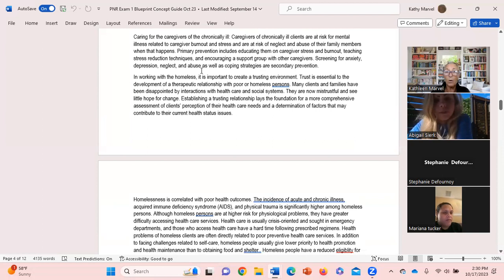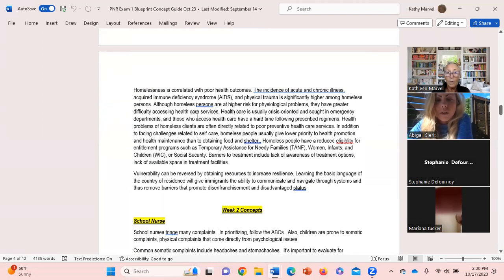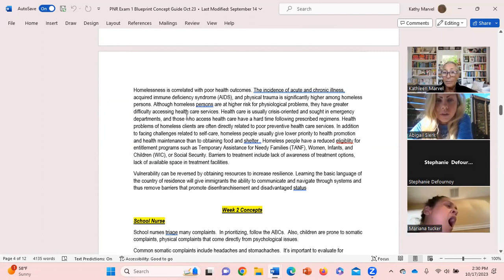Here's homeless and working with the homeless. It's important to create a trusting environment. This whole paragraph goes through the benefits of creating a trusting environment. And then this is kind of a summary of the homelessness population. We know it's correlated with health outcomes. How? Well, chronic illness, maybe HIV, psychological issues, substance abuse issues. We just went through this in class in the last couple of days.